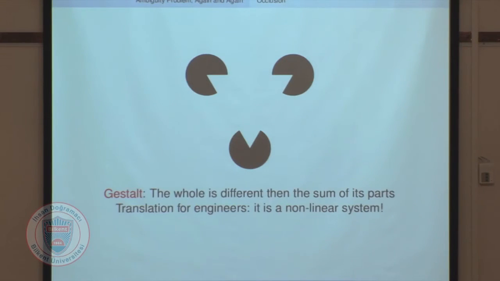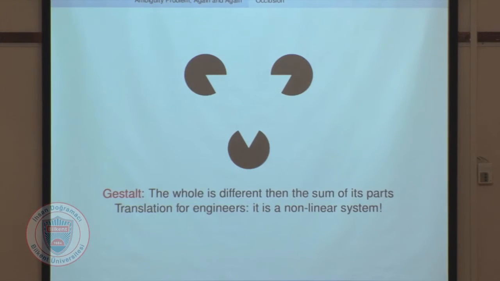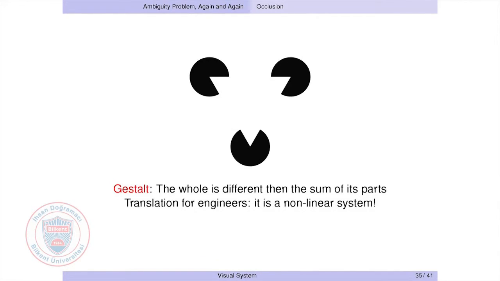Now, Gestalt psychologists called this the whole is different than the sum of its parts. Well, they said actually more than the sum of its parts, but I changed it slightly to say different than its parts. Translation for engineers, the system is nonlinear. 1 + 1 doesn't make 2. And that's our problem when we try to understand the visual system. It's a very difficult problem. And in general, when we try to understand the brain, it is such an immensely nonlinear system. That's why it's taking us so long to fully understand it. And it will take even longer.